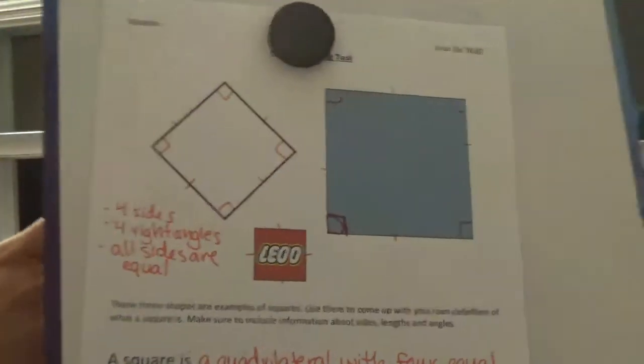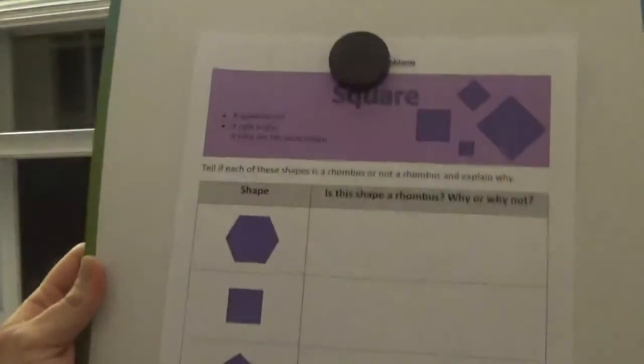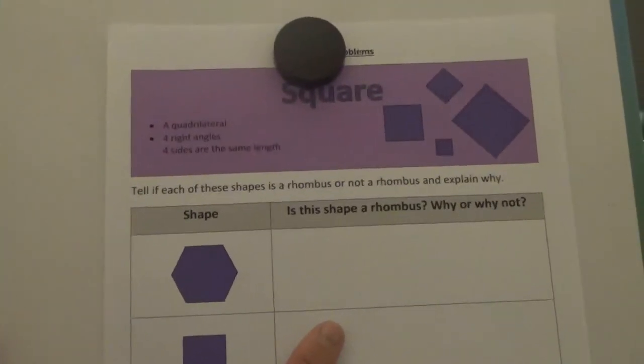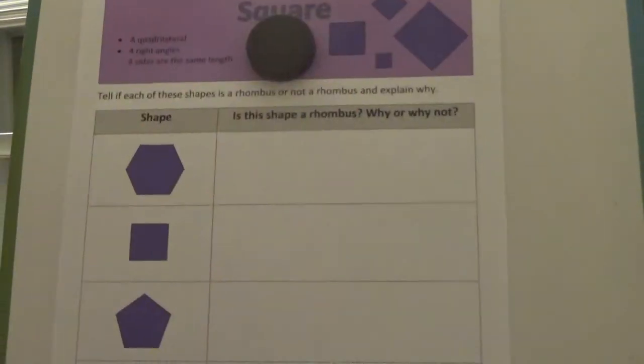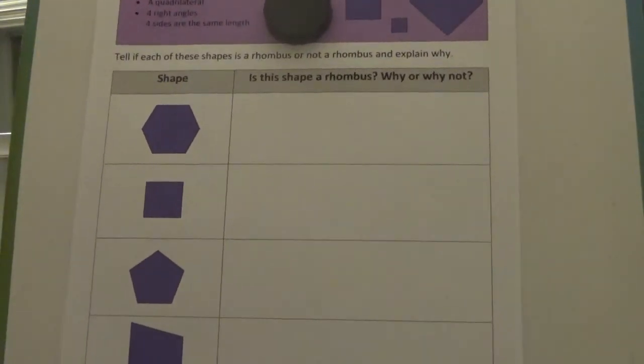So let's jump into some practice problems today. Here's my little poster about squares for you. A square is a quadrilateral. It has 4 right angles and 4 sides that are the same length.